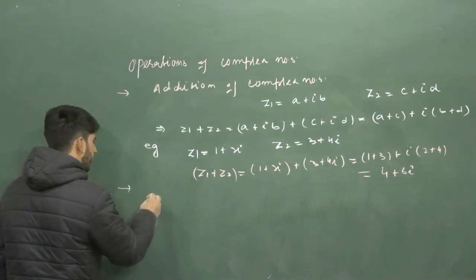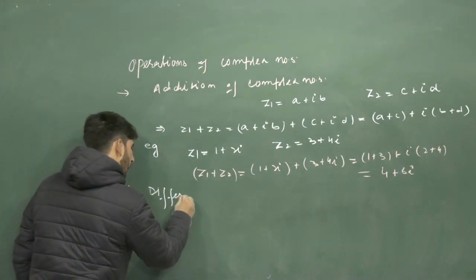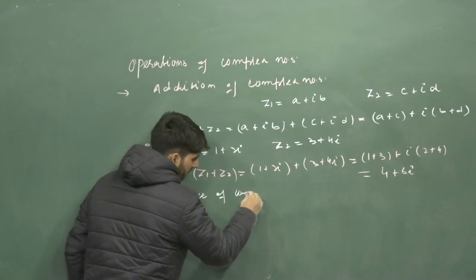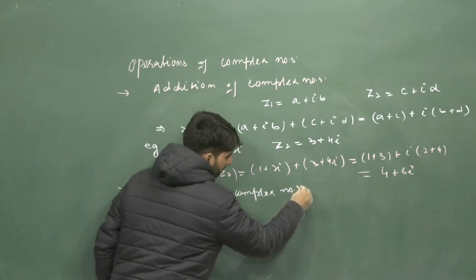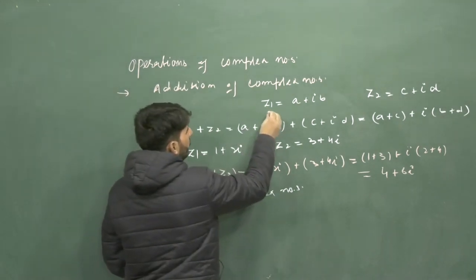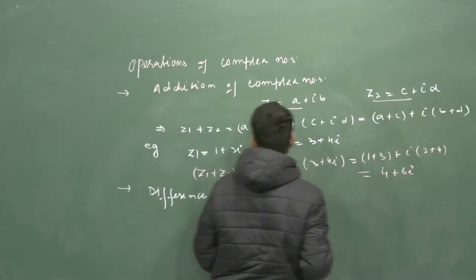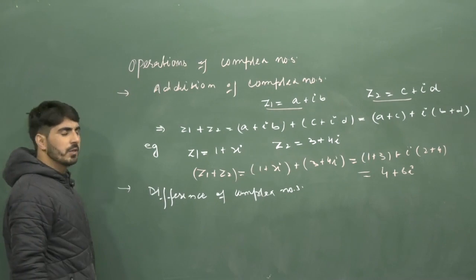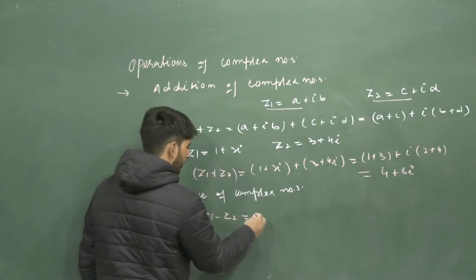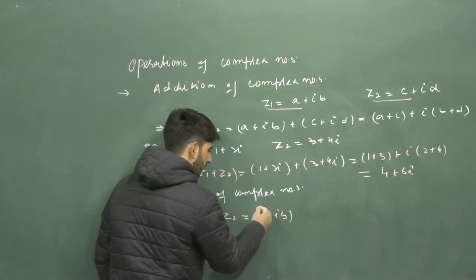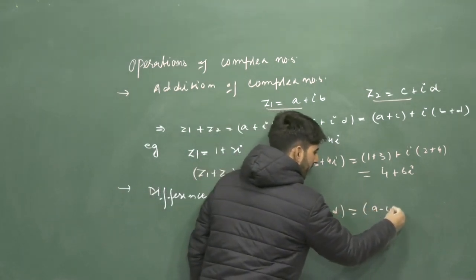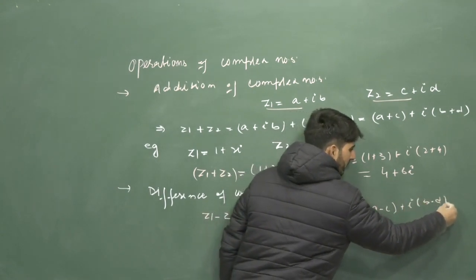Now the second one is the difference of two complex numbers, or in other words, the subtraction of complex numbers. In the same way, if we have complex numbers z1 and z2, we have to subtract these two complex numbers, say z1 minus z2. That is equal to a plus iota b minus c plus iota d, which is equal to a minus c plus iota times b minus d.